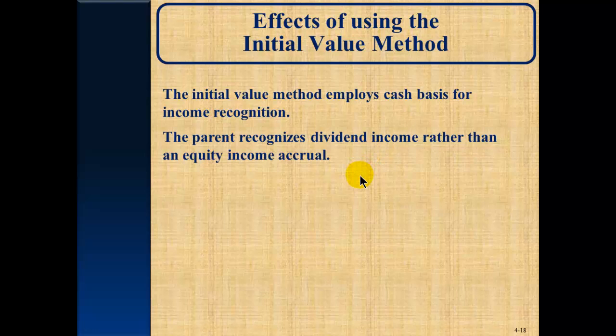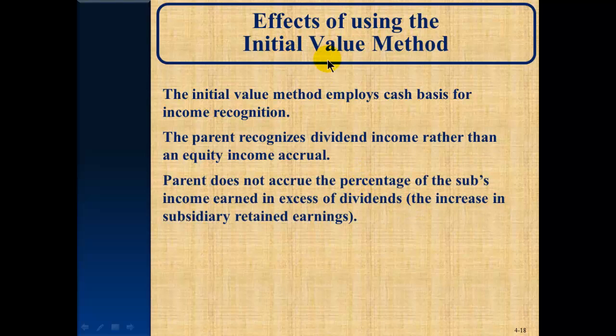So in many ways, the cost method or initial value method is the most simplistic way to go, and it's most common. You do not accrue the percentage of the subsidiary's income. Again, this is review. This is stuff that you should remember from chapter 2 and chapter 3.